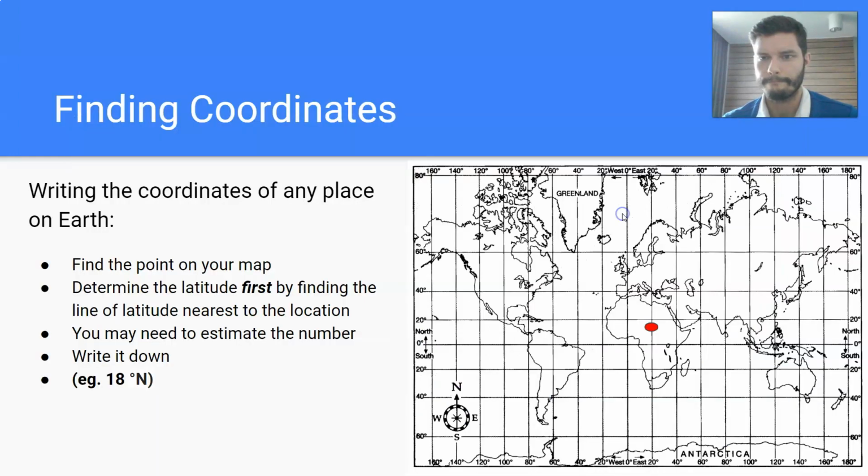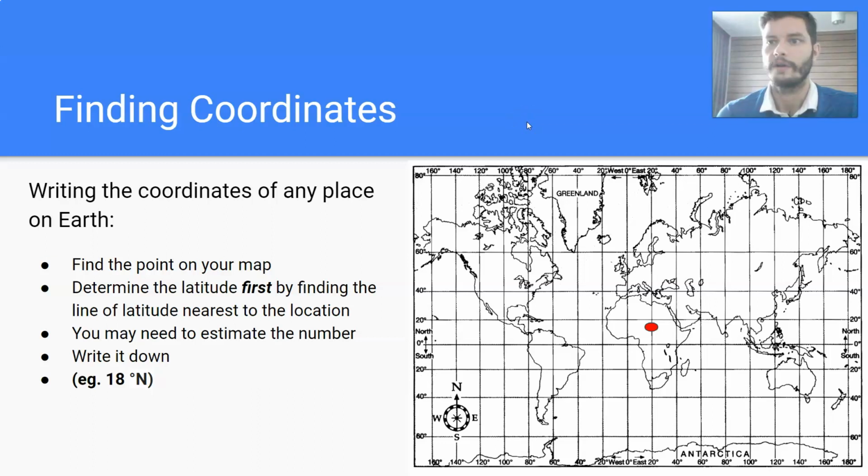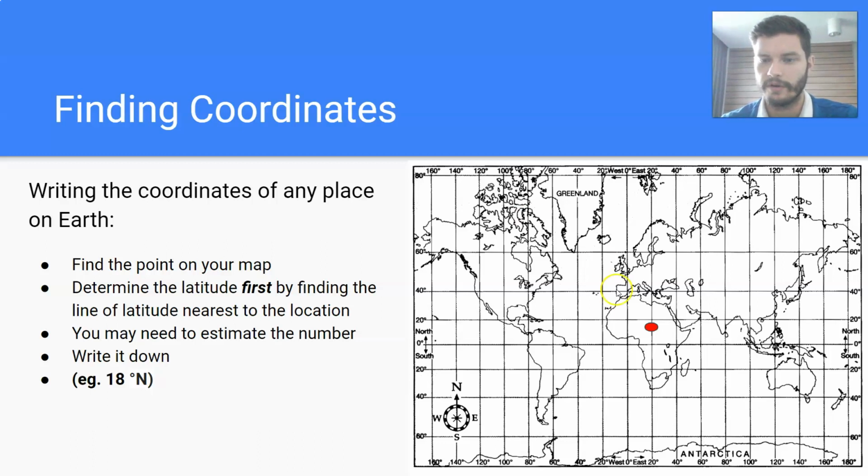Now, finding coordinates. How do we find our location on the surface of the Earth, or the location of a specific, let's say, landmark or city or geographical feature? If I want to find, for instance, the location of this red dot, which is somewhere in Africa, what do I need to do? The first thing I need to do is find the point on the map. And we found it here.